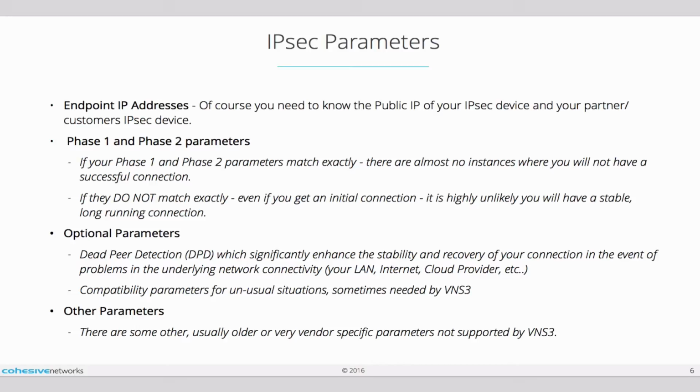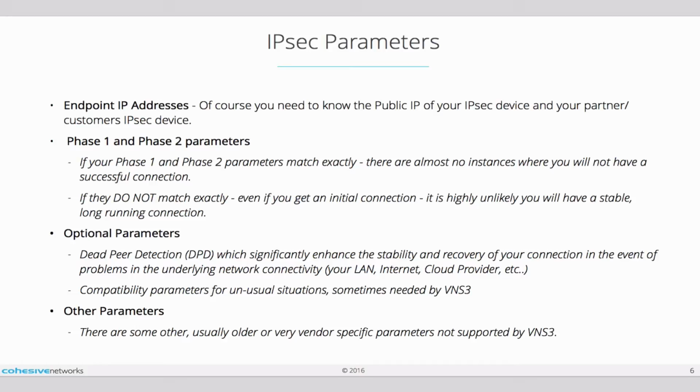From a VNS3 point of view, we talk about endpoint IP addresses. That's the public IPs of your VNS3 and the public IP of whatever the customer's or connecting party's IPsec device is. Then phase 1 and phase 2 parameters, they have to match to have a stable connection. You can sometimes get a connection when they mismatch, but what you'll find is you'll end up out of sync, and after the initial rekey period, or after some period of time, you'll see that they get out of sync with each other.